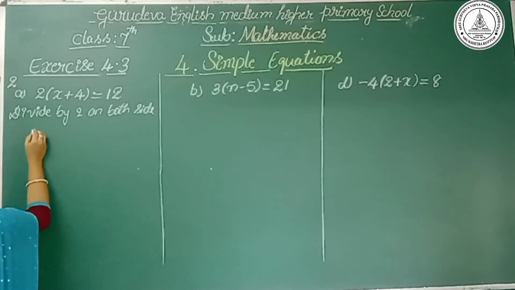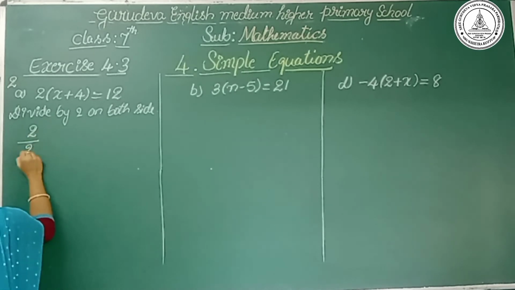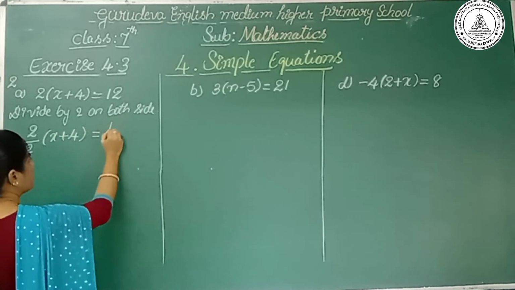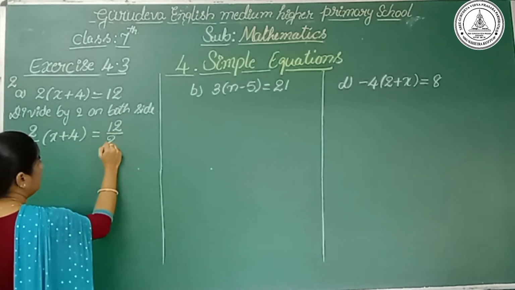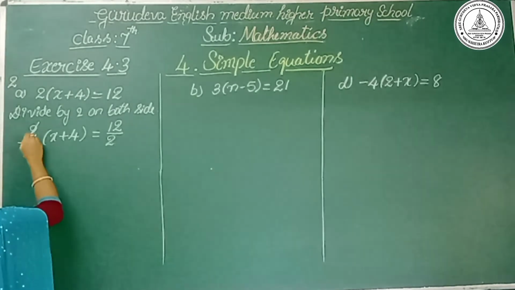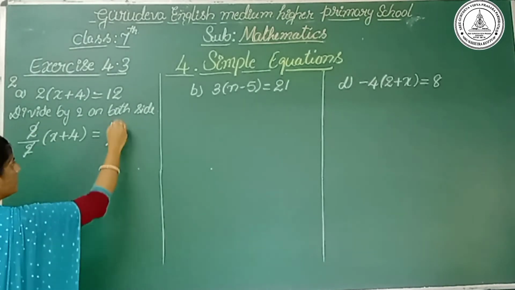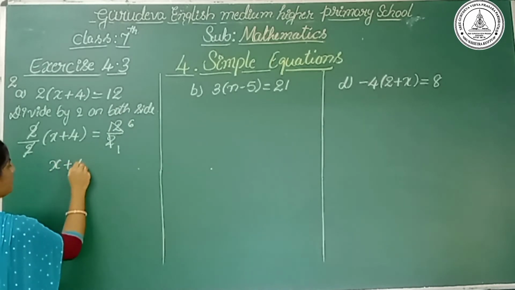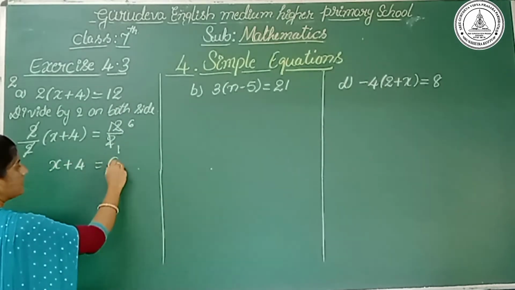What we will get in the LHS? That is 2 divided by 2 into x plus 4, which is equal to 12 divided by 2. Okay, so now you cancel here: 2 ones are 2, 2 ones are 2, and in the RHS, 2 sixes are 12, 2 sixes are 6. And the left side remaining here is x plus 4 is equal to 6.